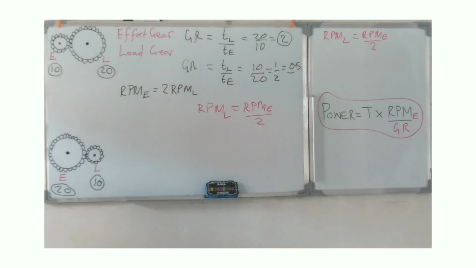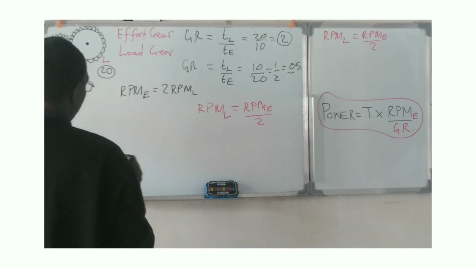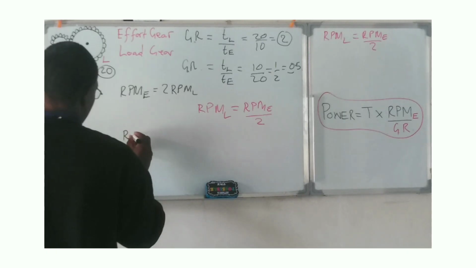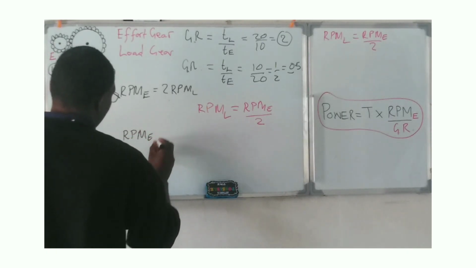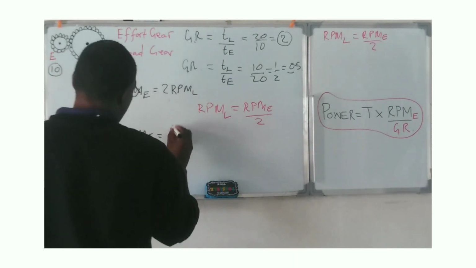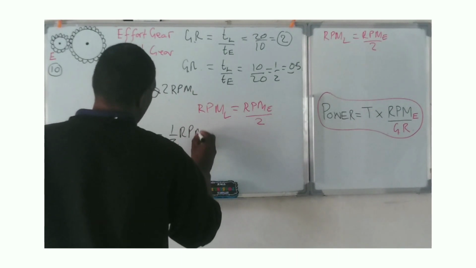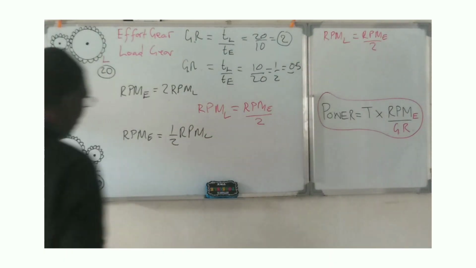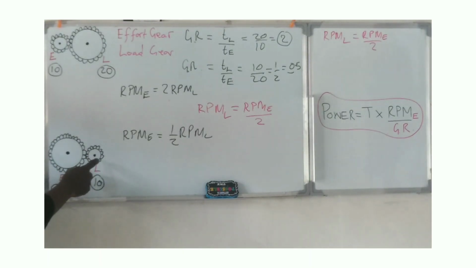So what can we write? We can write RPM, the number of revolutions per minute in our effort gear, is equal to half the number of revolutions per minute in our load gear. Because remember, we said if this one does 100, this one does 200. So this one is always half of this one. So that's where we get this one.